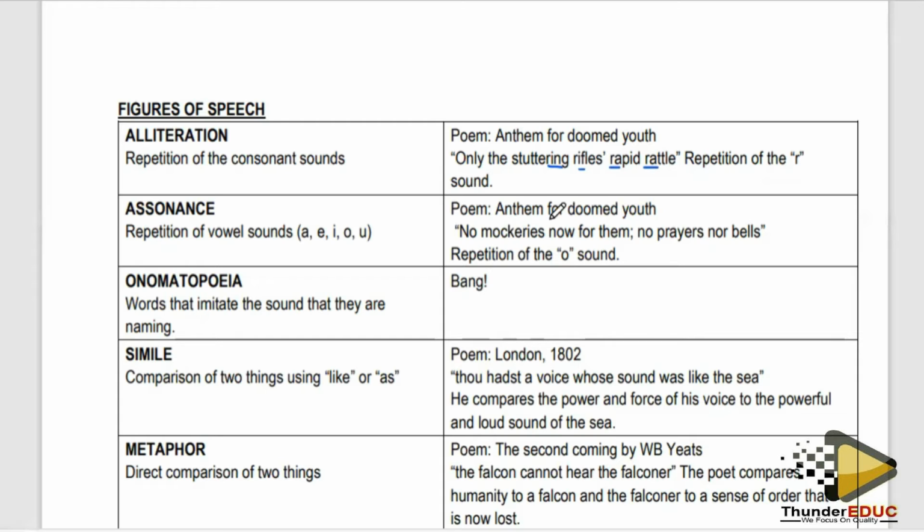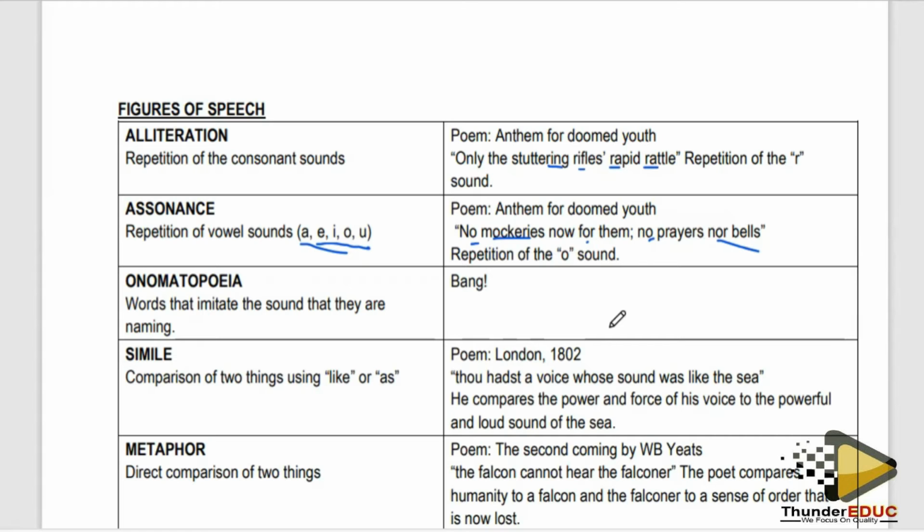It's the sounds. But assonance is the repetition of the vowel sound: A, E, I, O, U. That's what we're finding as repetition. So it says "no mockeries": the O is repeated there, and there, and there, and there, "nor". So as a result, the O vowel is repeated over and over again, and that becomes assonance.